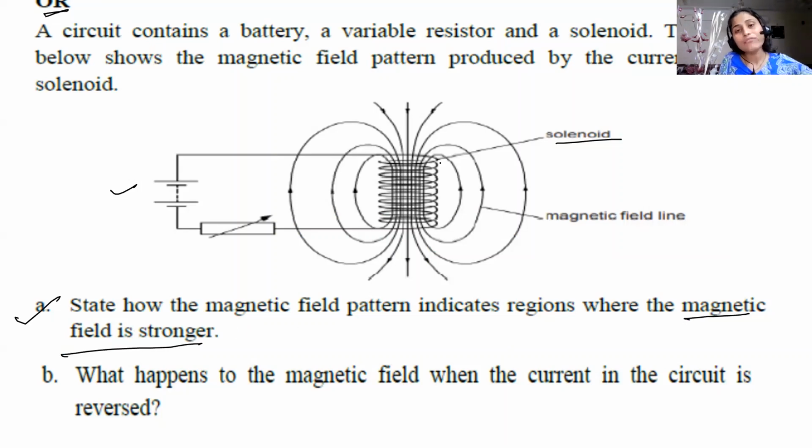Okay, so the magnetic field lines will be stronger, as we have studied, where they are closer to each other. More close to each other means the magnetic field strength will be more, right? So you can see in these regions, obviously, the magnetic field lines are very close. So they are very close here, right? So where the field lines are close to each other, the magnetic field is stronger. Okay, the first part. Second, what happens to the magnetic field when the current in the circuit is reversed?